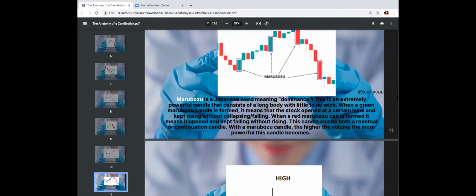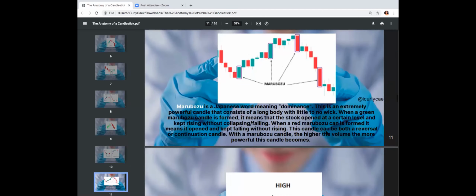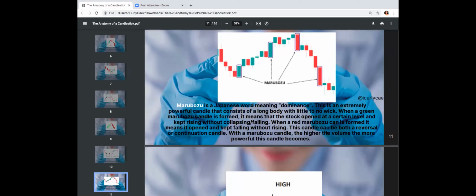So location on the chart is very important. All right, so this candle right here, when we see this candle, we get excited because this means that we're making money if we're in this trade. So a Marubozu is a Japanese word meaning dominance.